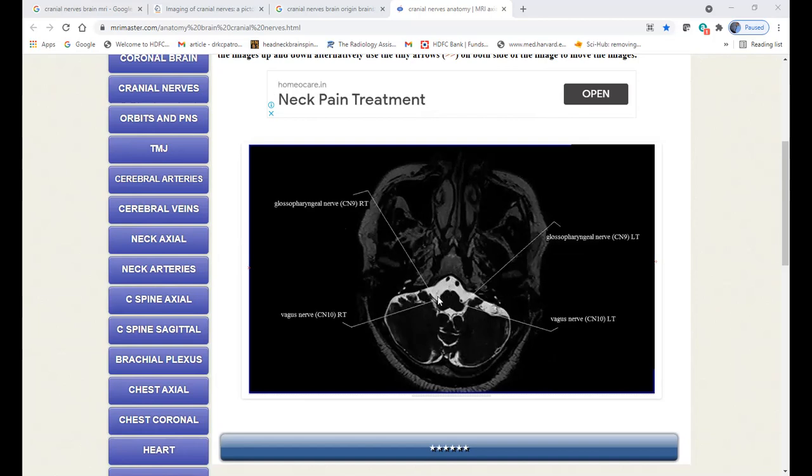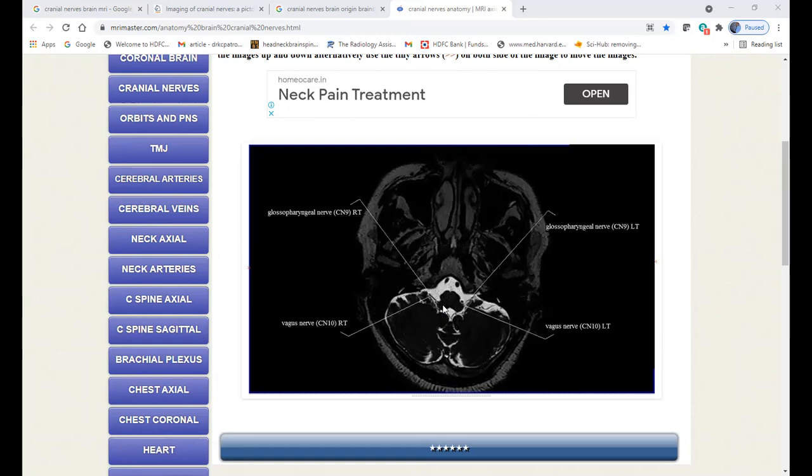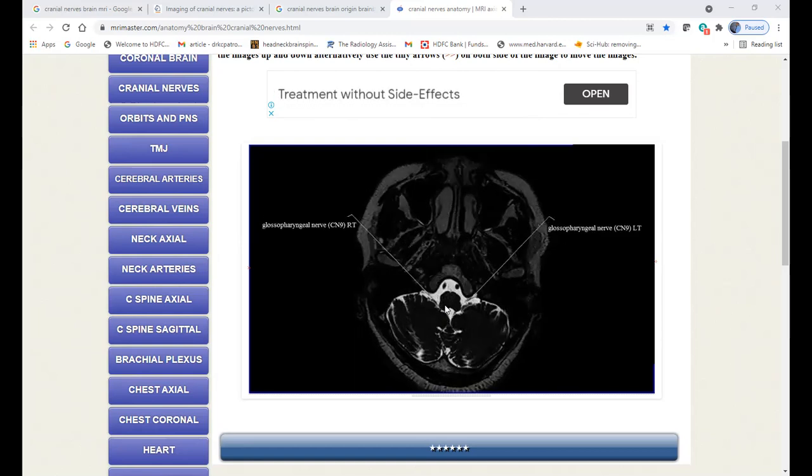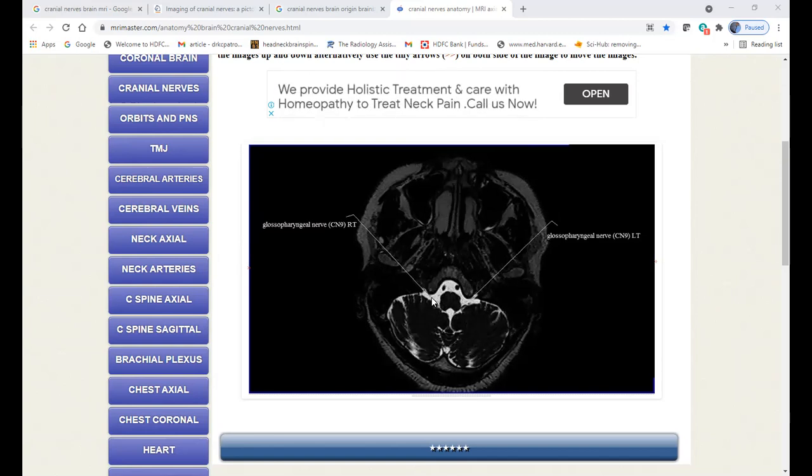Then we will see the glossopharyngeal nerve and vagus nerve. This is the glossopharyngeal nerve and vagus nerve complex going to the jugular foramen. Then this is the jugular foramen, glossopharyngeal nerve and vagus nerve complex going to the jugular foramen. You can see in the jugular foramen, the glossopharyngeal nerve is going inside.